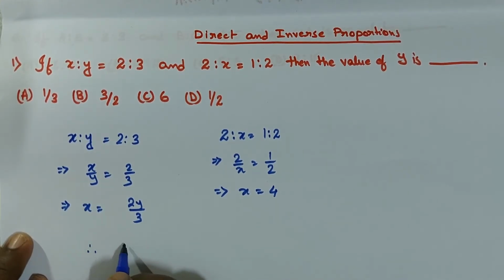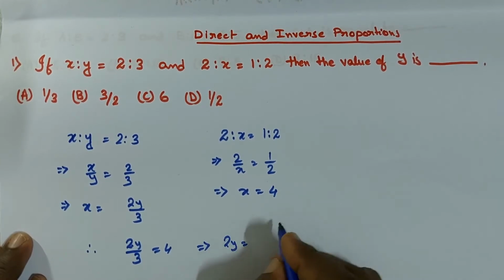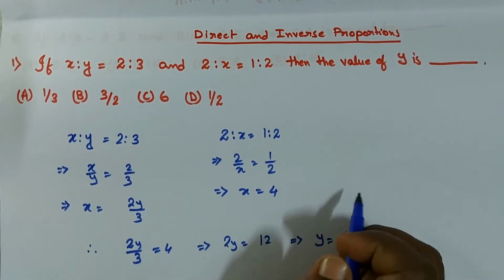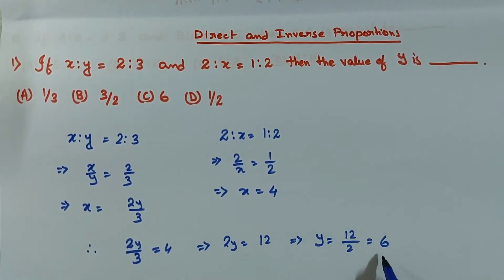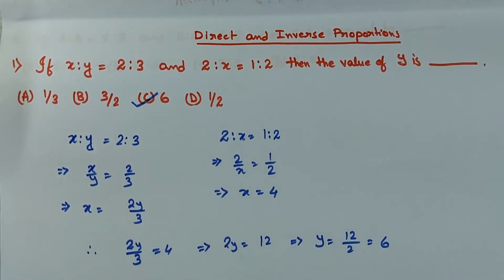Therefore 2y by 3 equals 4, or 2y is equal to 12, or y is equal to 12 by 2, which is 6. So the value of y is 6. So option C is our correct answer.